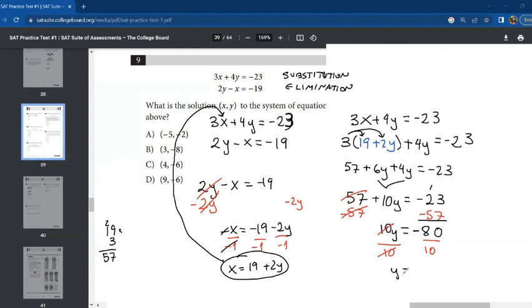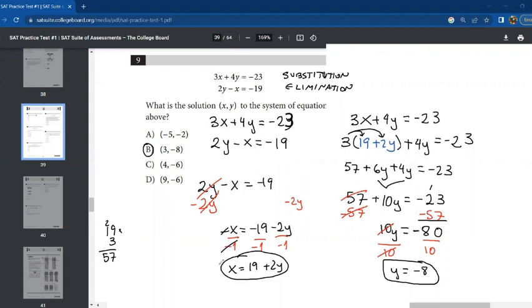And 80 divided by 10 is 8, negative 8. So that means that y is negative 8, and we have the pair of numbers here, x and y. So I don't even have to solve for the x. Remember, in these questions, time is very important. So if you are sure about your work, you are done here.